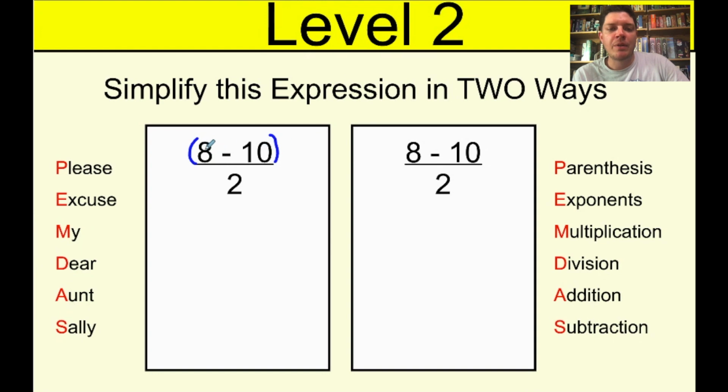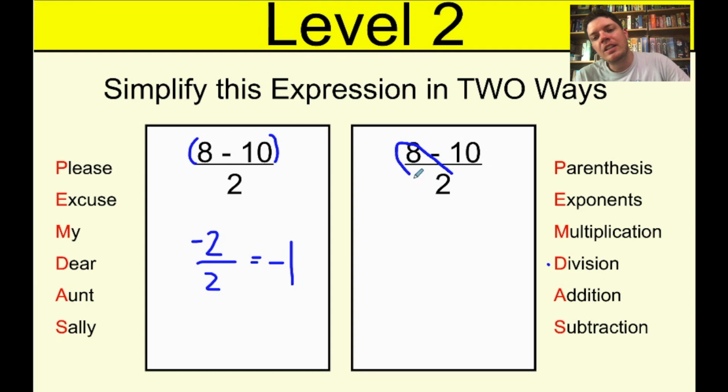And so if I was going to solve this using order of operations, invisible parentheses here means I would need to start with the parentheses. So 8 minus 10 is negative 2. And then think about it. Now we have the fraction negative 2 over 2, which is division. So negative 2 divided by 2 is negative 1. So that's one way to solve this. There's actually a different way to solve this. Let's see if this looks familiar to you.